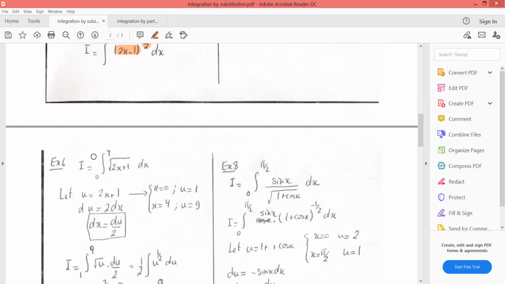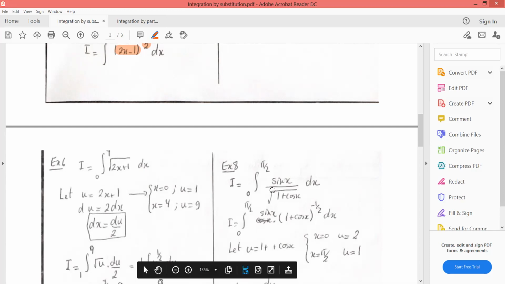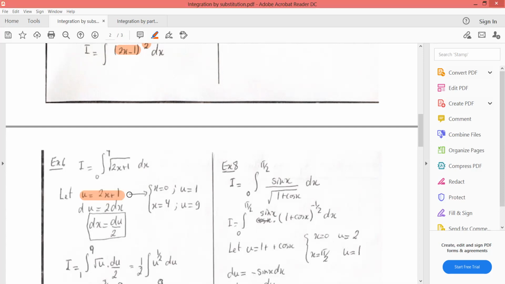Example 6. Now we have bounds from 0 to 4 of radical 2x plus 1. You have to pay attention with the bounds. You have to change the bounds. Don't forget that you have to change the bounds. So u equals 2x plus 1, du equals 2 dx, and dx is du over 2.